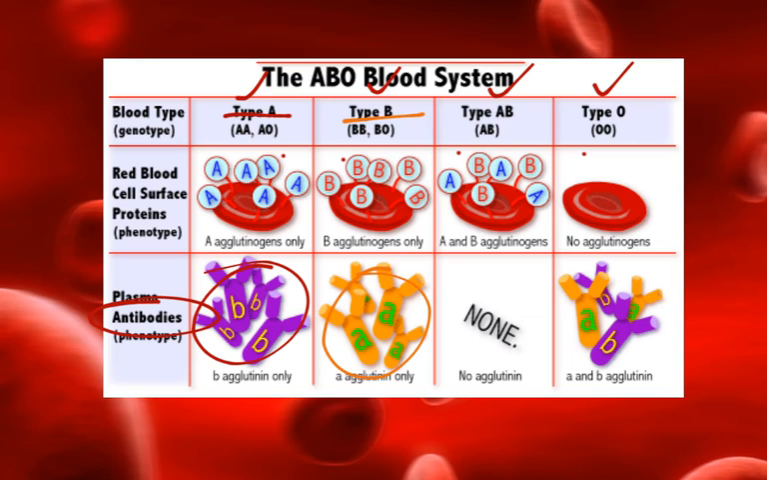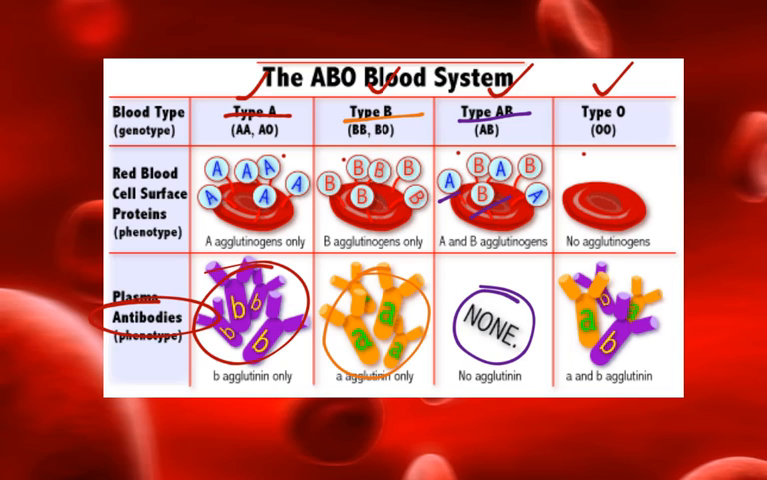If you have type AB blood, what that means is that you have antigens for type A and antigens for type B, and therefore you do not build up A or B antibodies. And so you can be given type A blood and it will be okay for you, and you can be given type B blood and it will be okay for you.